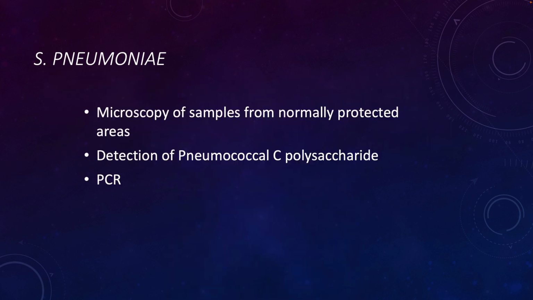Streptococcal pneumonia infections can be diagnosed by microscopy if an area is supposed to normally be protected. So in an area where you shouldn't find Streptococcus pneumoniae, you should not see any sort of gram-positive coccus. If you do microscopy and you find a gram-positive coccus, that can be pretty diagnostic. You can also do detection of the C polysaccharide, so this is group C strep basically. And of course you can do PCR.